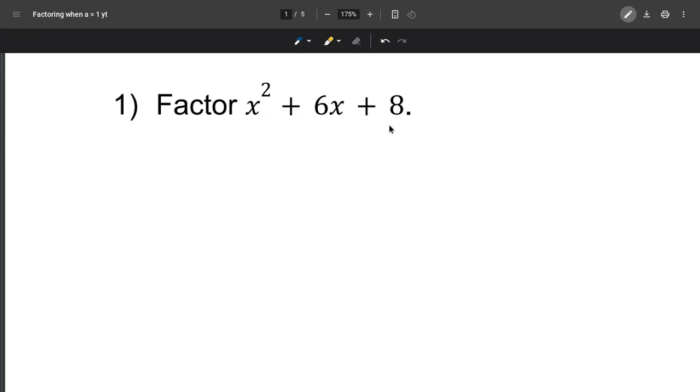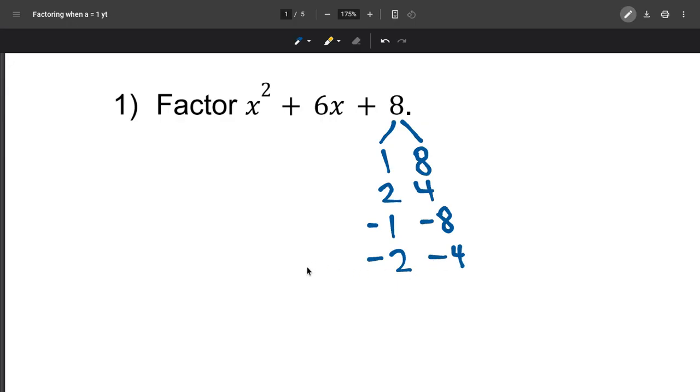So the first step we want to do is list the factor pairs of 8. So I can multiply 1 times 8 to get 8. I can multiply 2 times 4 to get 8. I can multiply -1 by -8 to get 8. I could multiply -2 by -4 to get +8. These last two work because a negative times a negative yields a positive.